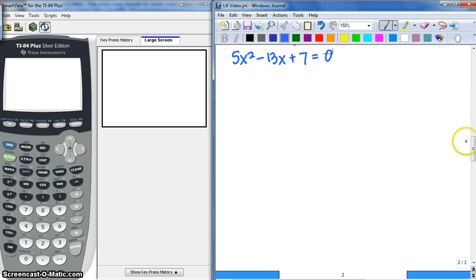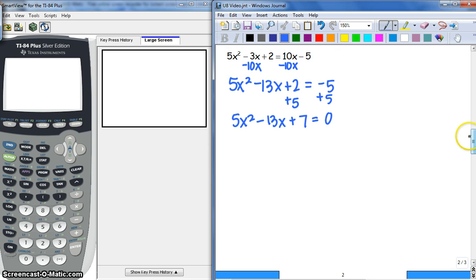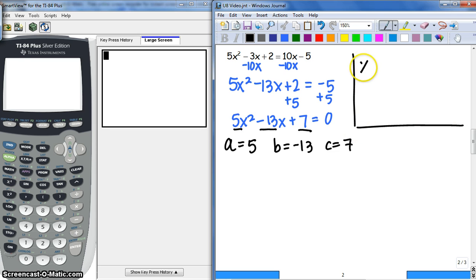This is what we're going to use to identify our a, b, and c value. A is what's with x squared, so that's 5. B is what's with x, so that's negative 13. C is your constant, so that's 7. Again, quadratic formula. X is equal to opposite b plus or minus the square root, b squared minus 4ac, all over 2a.